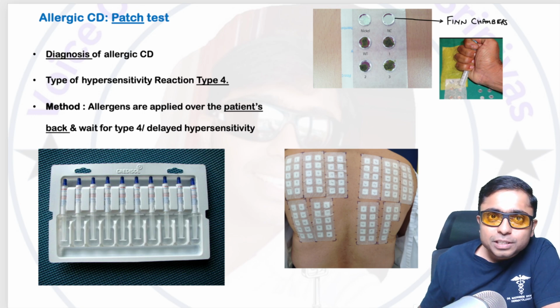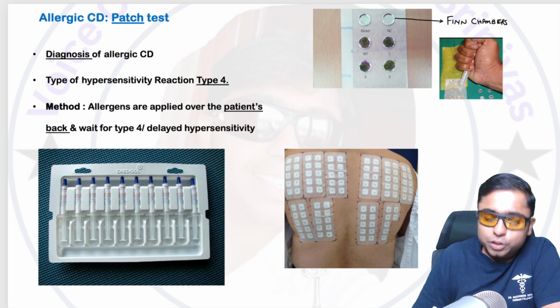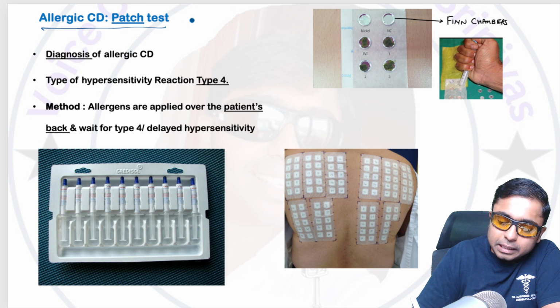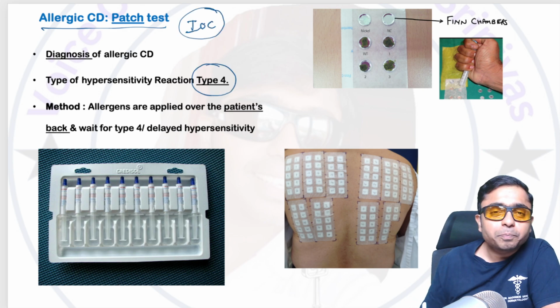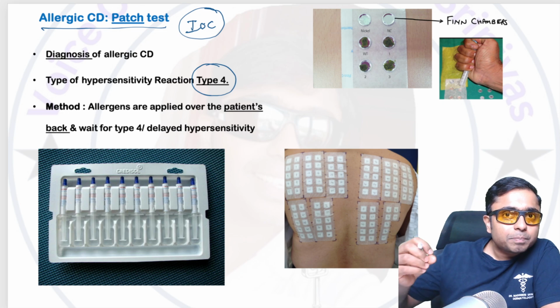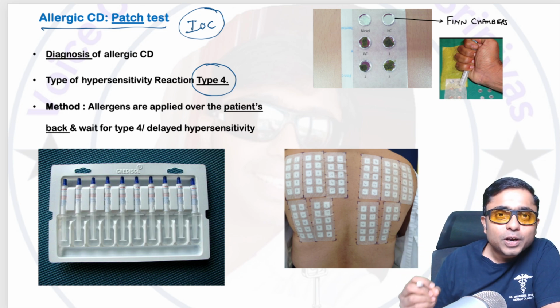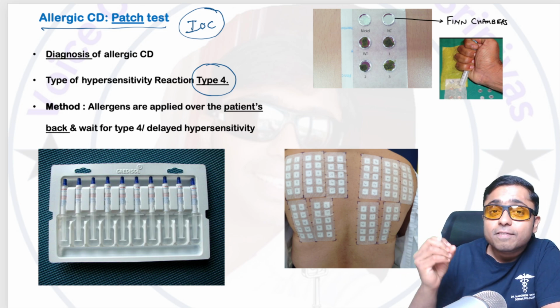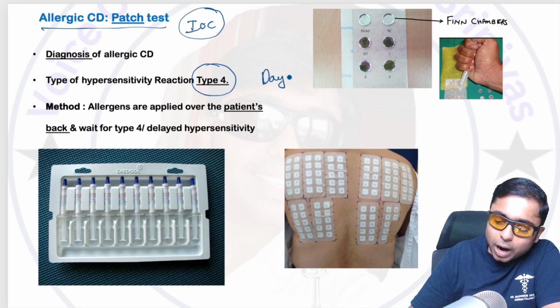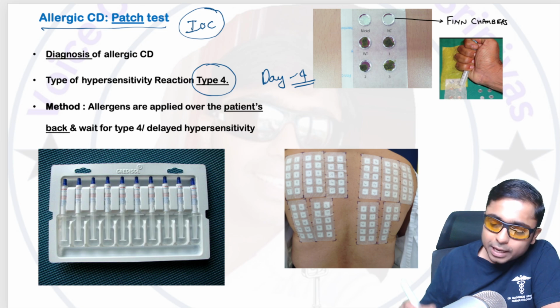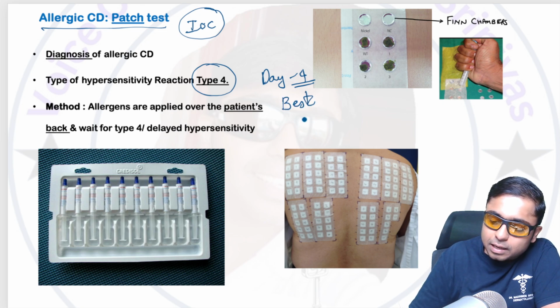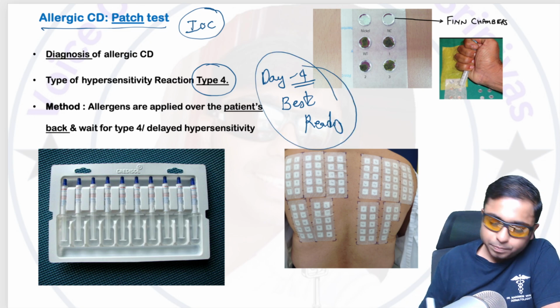Next is the patch test. Yes, it is the investigation of choice for allergic contact dermatitis, where we identify the type 4 hypersensitivity reaction. And the good news is that the best reading of the patch test is taken on day 4. It identifies the type 4 hypersensitivity reaction, that is delayed type or cell mediated immunity, and the best reading is taken on day 4, that is, 96 hours after application of the patch.